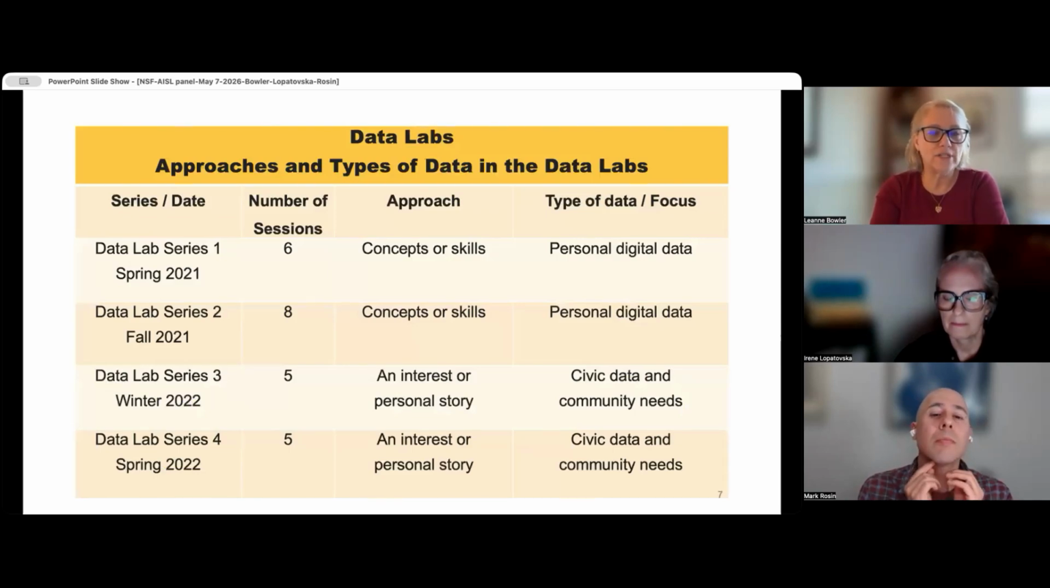And we had 4 series, and you can see here from 2021 to 2022. I will point out here under the column type of data, we actually were working with 2 forms of data. In the first 2 sessions, we were thinking about personal digital data, think social media. And in the second, we were thinking about and playing with civic data from, say, data repositories. In our case, we were looking at New York's open data.